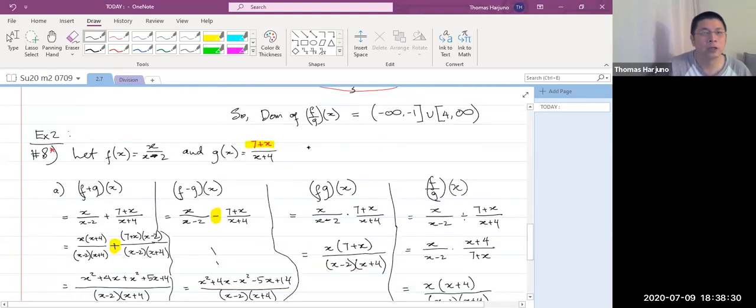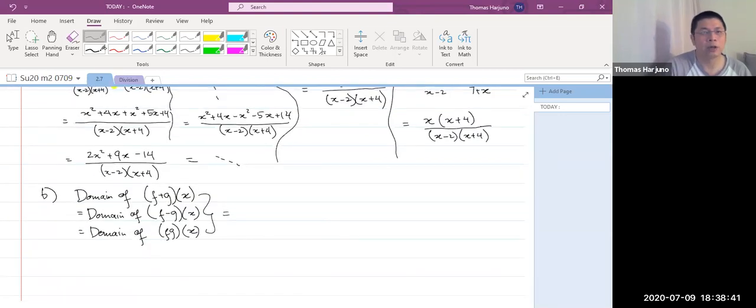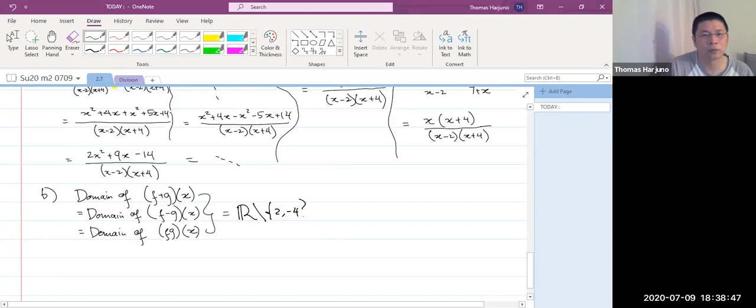Notice that the domain of f of x will be all real numbers except 2, and the domain for g of x is all real numbers except negative 4. So I will just write it this way: all real numbers except 2 and negative 4. Okay. Now, if you try to write it using interval notation, you see that you need to avoid negative 4 and you need to avoid 2.